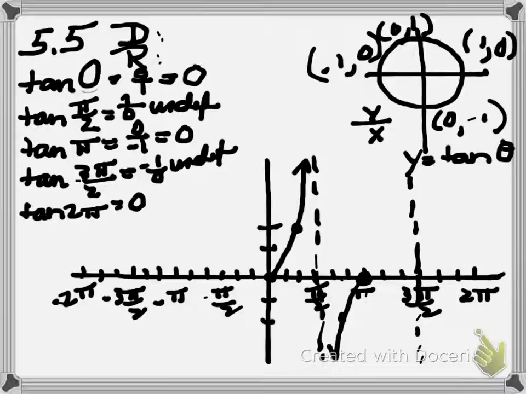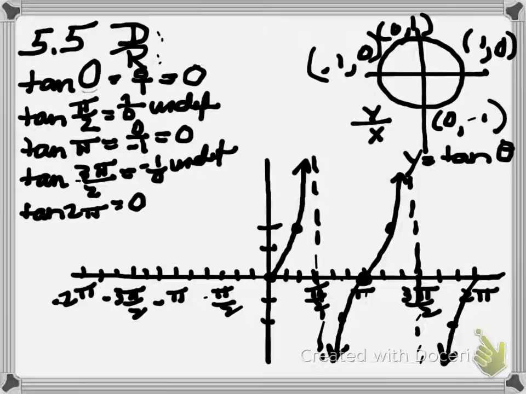So the graph is going to come down this way. Then halfway in between, it's going to go to positive 1 again before it goes to undefined. And then halfway in between here, it's going to be negative 1 to come down this way. And that's the basic tangent graph. It's not continuous like sine and cosine were.